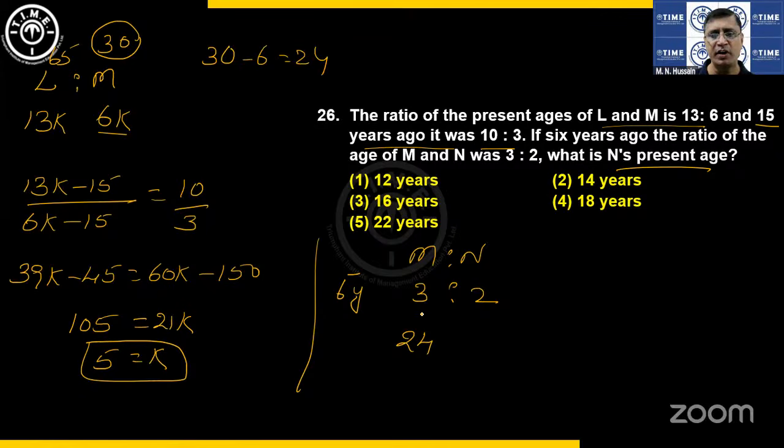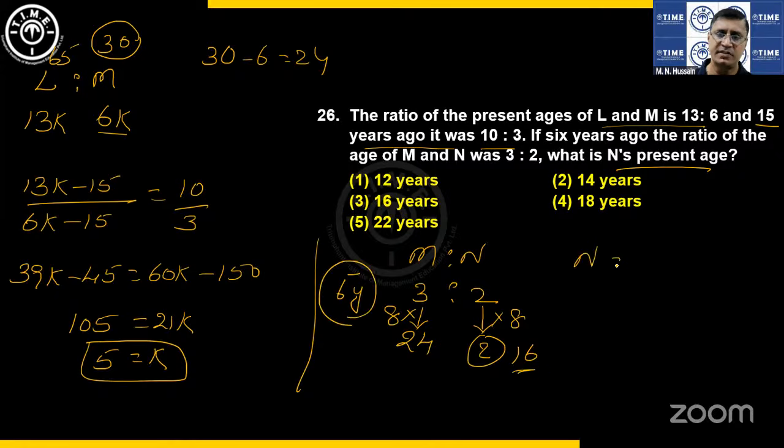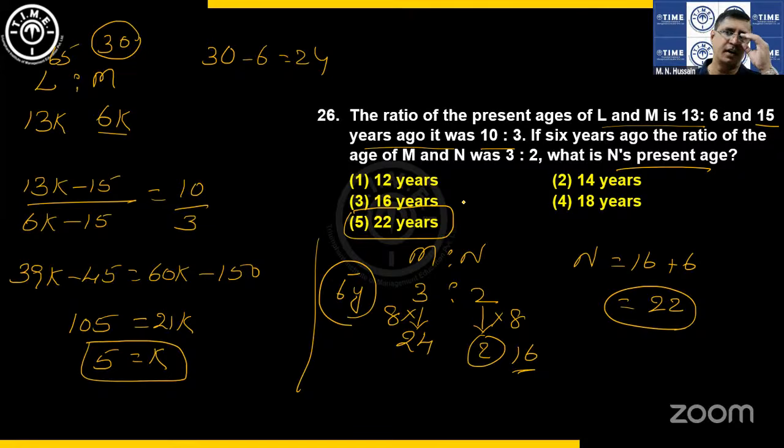So 24 is equal to 3 parts. Now find out the 2 parts. 3 into 8 is equal to 24. 2 into 8 is equal to 16. 6 years ago, 16. 6 years ago, 16 means what about the present age? 16 plus 6, that is 22 years. That is 22 years. Answer choice 5. Option 5 is the right answer.